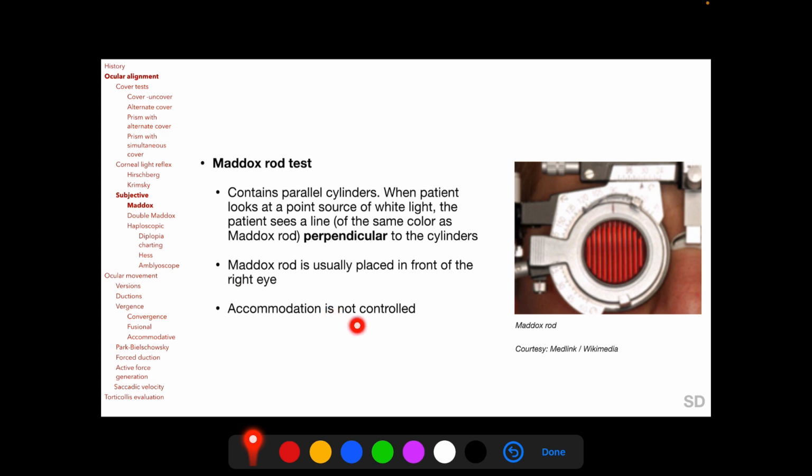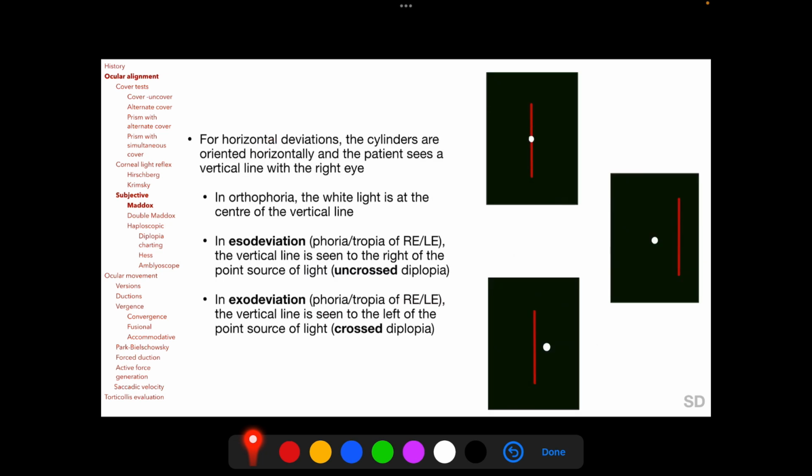Accommodation is not controlled because the target is a source of light. Horizontal deviations can be more easily detected when the patient perceives a vertical line. So the Maddox rod is positioned in front of the right eye with the cylinders oriented horizontally so that the patient can see a vertical line with the right eye. When the patient perceives the image of the point source of light in the center of the vertical line, the patient has horizontal orthophoria.